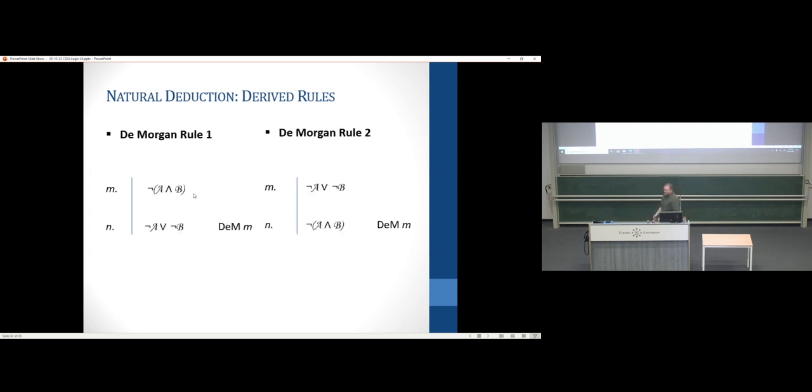And the last quartet of derived rules are going to look slightly terrifying initially, but they're actually very simple. They're equivalences that we've used a bunch. They're called the De Morgan rules. So first one is, if you have a negated conjunction, then you can derive the disjunction of their negations. Right? And the same thing the other way. If you have a disjunction of two negations, then you have a negated conjunction.